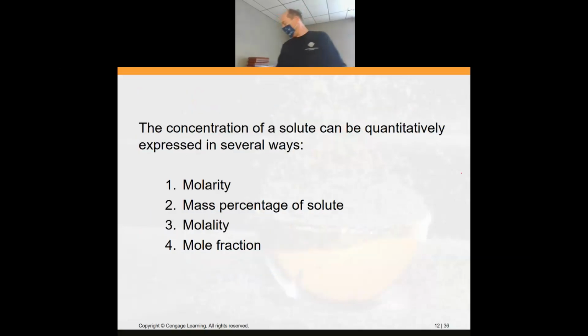A lot of this chapter is going to be calculating different concentrations. The 4 concentrations we focus on the most are going to be molarity. Remember, that's moles per liter. Then mass percent of a solute, that's mass of your solute divided by mass of solution, times 100 because it says percent.